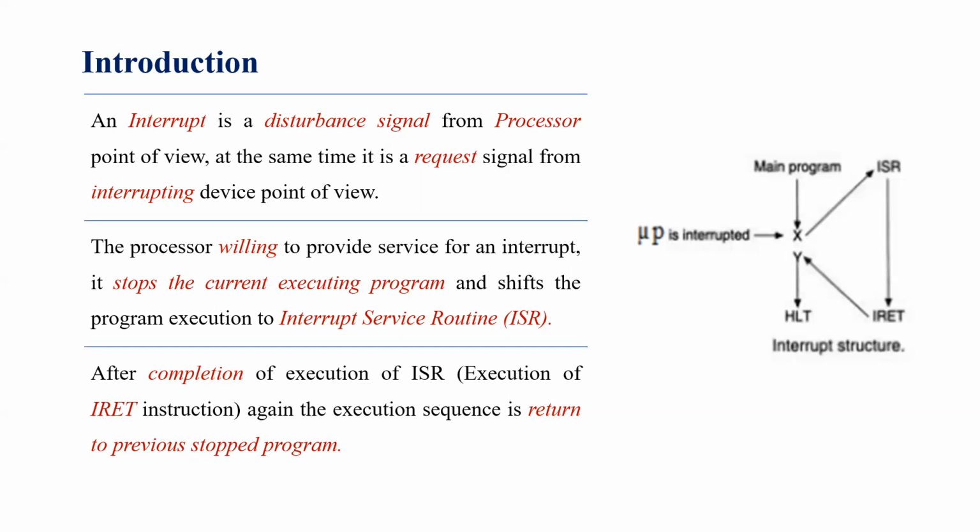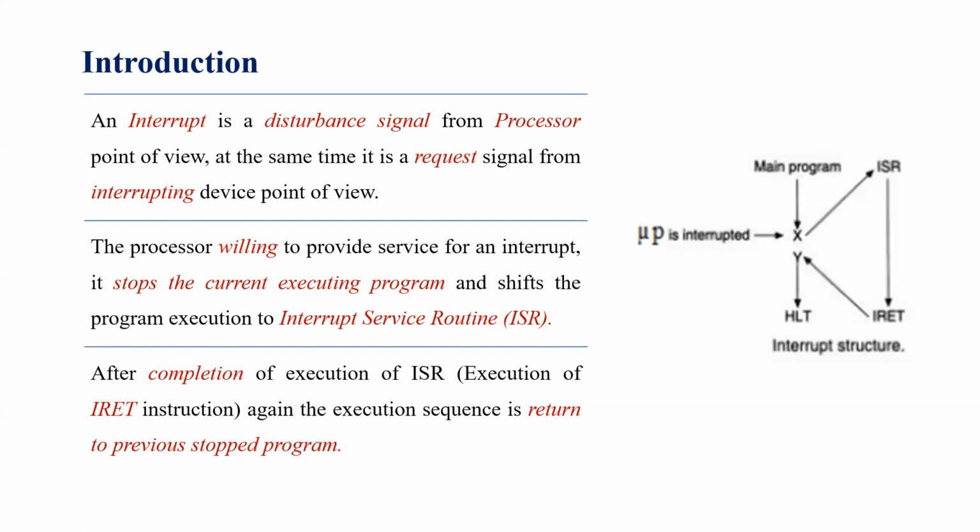See here, friends, our processor is executing this main program. At this junction, it receives an interrupt from an IO device. What it does is stop execution here and shift execution to some other program. This program is known as the interrupt service routine, ISR. Once it completes the execution of the interrupt service routine, that means by execution of its last instruction, that is IRET, a return from the interrupt service routine, we come back to the previously stopped program and continue its execution.